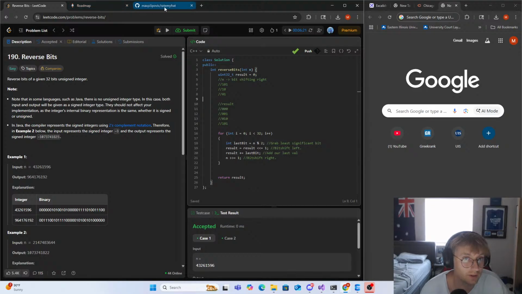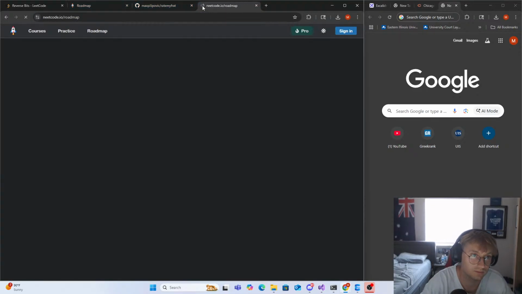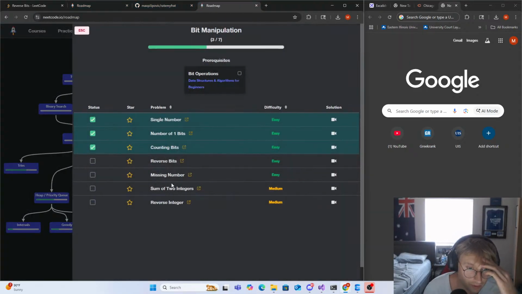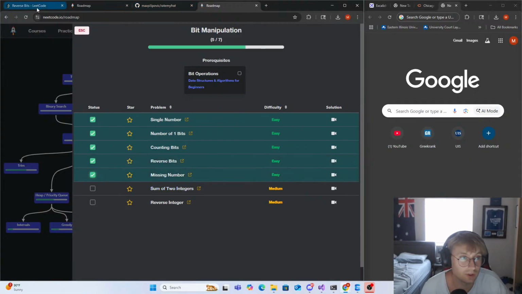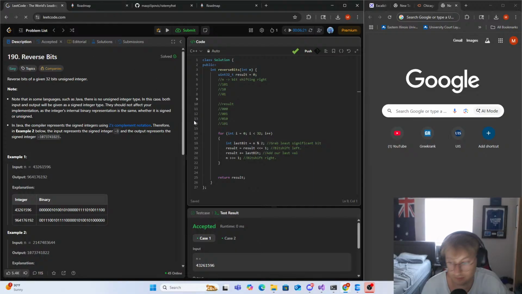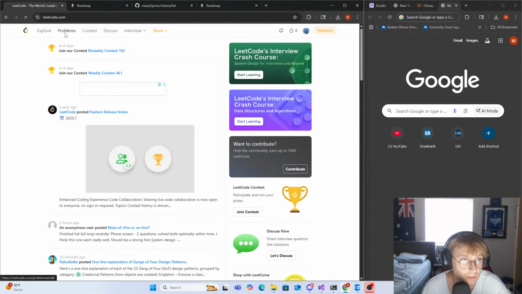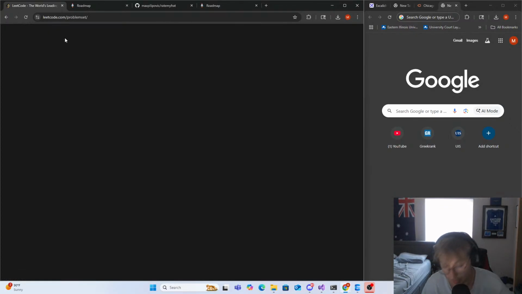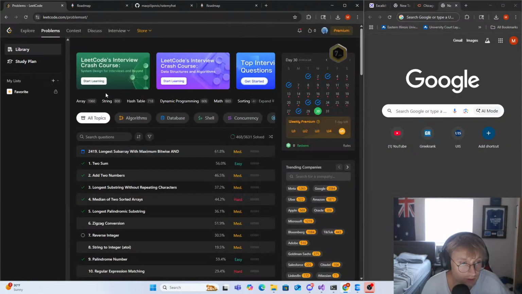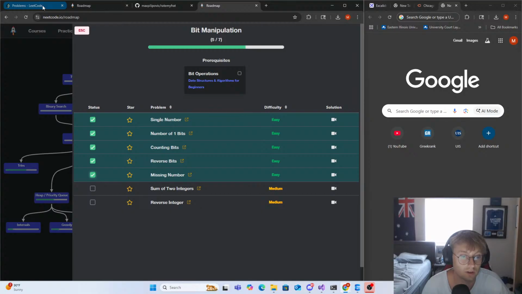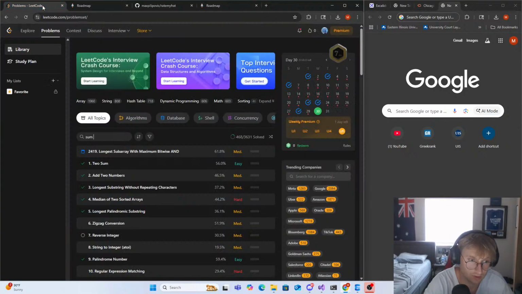But yeah, I'm just doing LeetCode's bit manipulation list really quick. So we did this one too. Sum of 2 integers. Let's take a look at that. We can also take a look at our daily problem. I think it just reset. Longest subarray with maximum bitwise AND. Same thing. Sum of 2 integers.